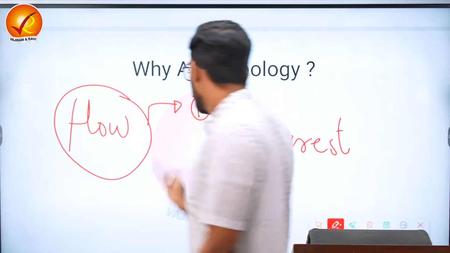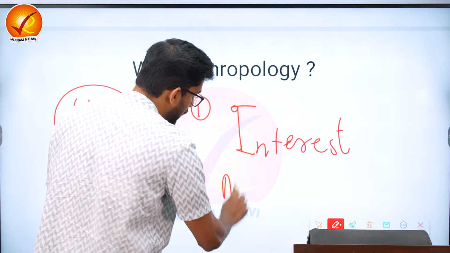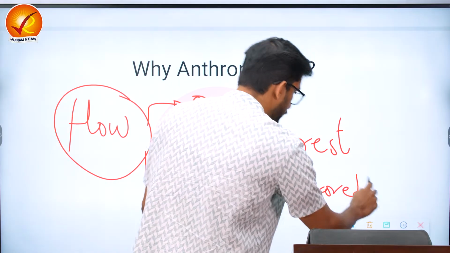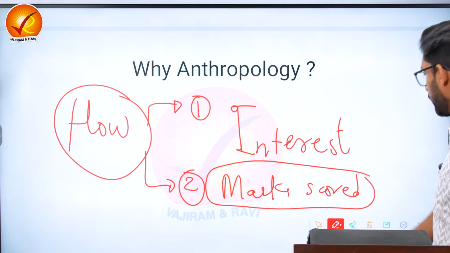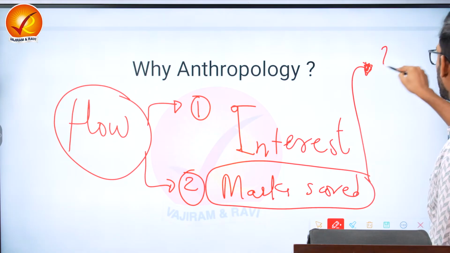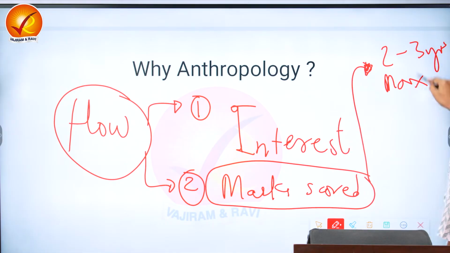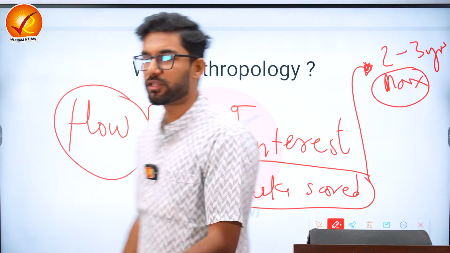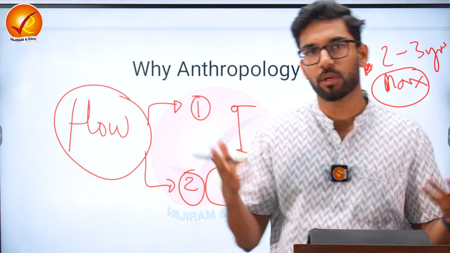The second thing is a quantitative thing, which is marks scored. In marks scored, there are two ways to approach. The first way is to see, in the last 2 to 3 years, what is the maximum marks scored in that optional. In Anthropology, usually, the maximum marks this year was about 325.